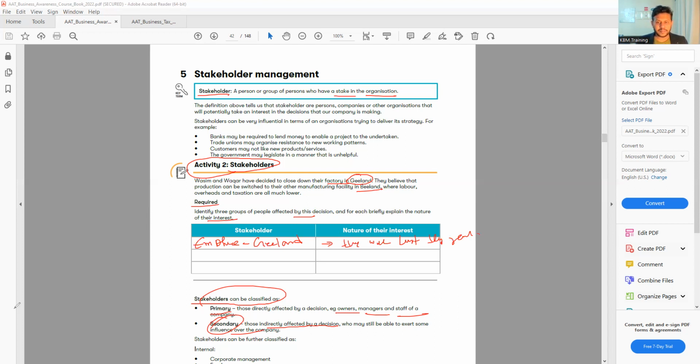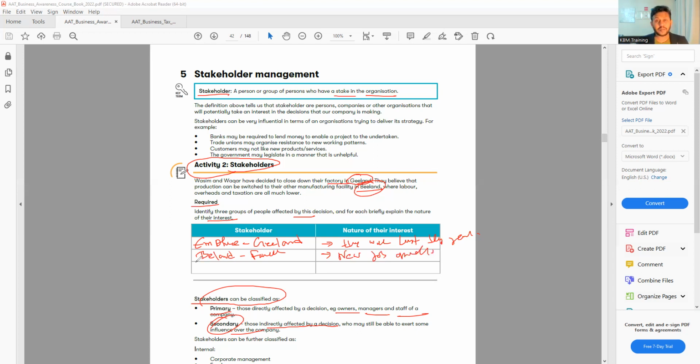Then at the factory in Beeland, there we're going to start opening a new factory. So here the people will get jobs now. New opportunities will be created. So for that area's people, they will be the new stakeholders. There might be a new job opportunity.